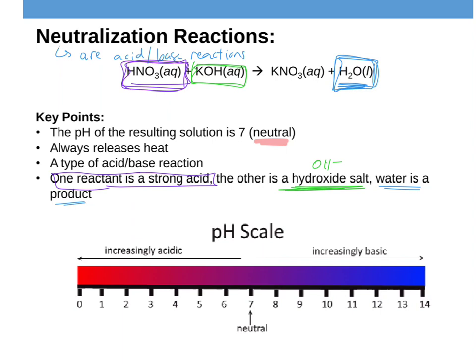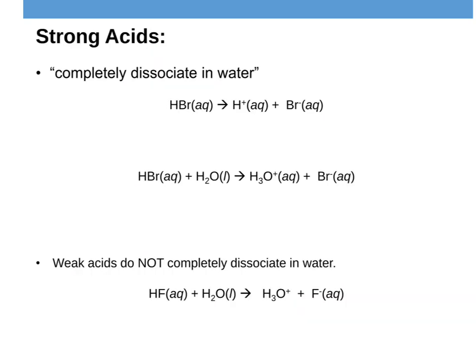You probably don't know that at this point, especially if you've never had chemistry before. So we need to talk about what the strong acids are and what makes them strong, super briefly, so that we can identify a neutralization reaction. What we're looking for is that we always have a strong acid, we always have some kind of hydroxide species, and we always make water. That's how you identify neutralization reactions.